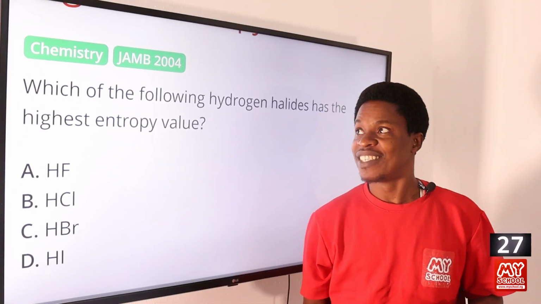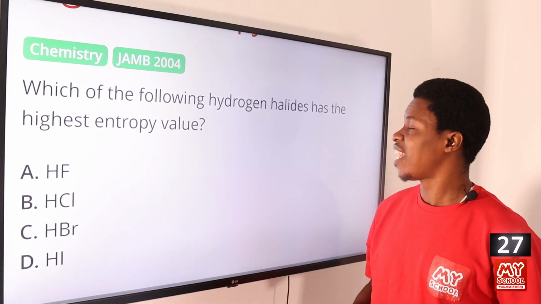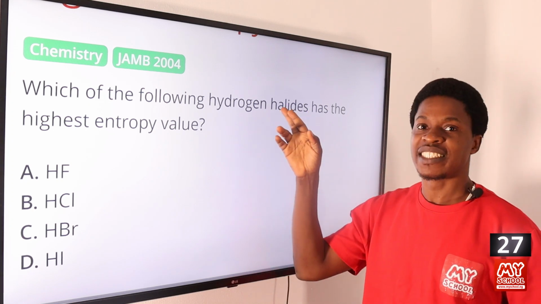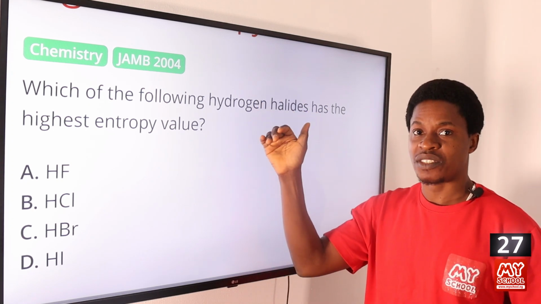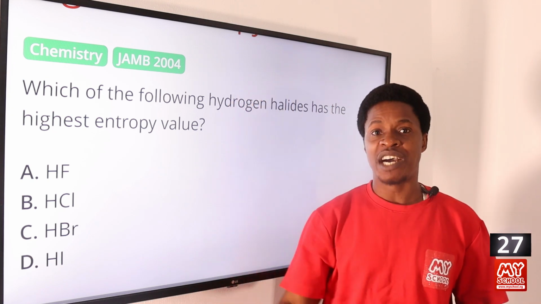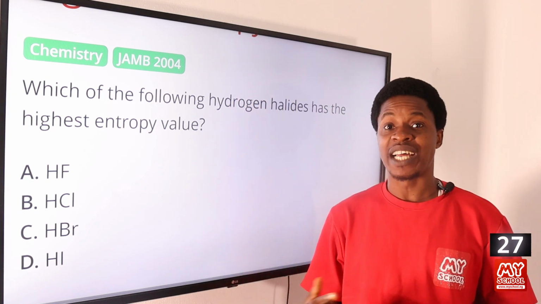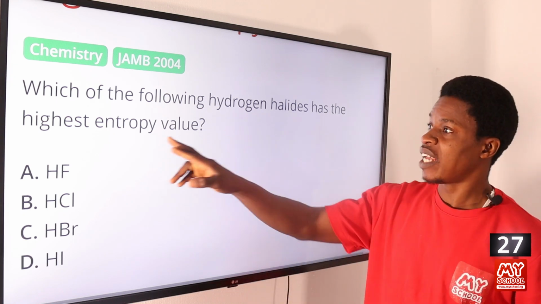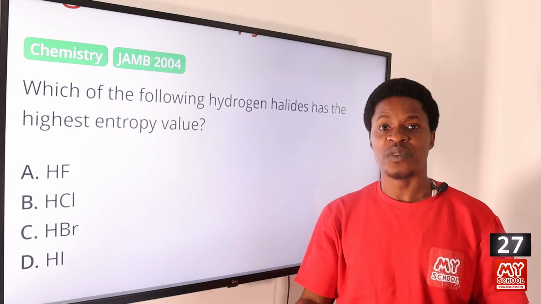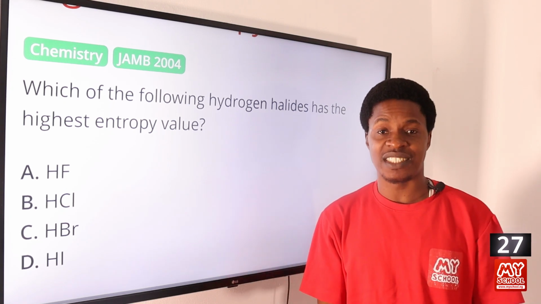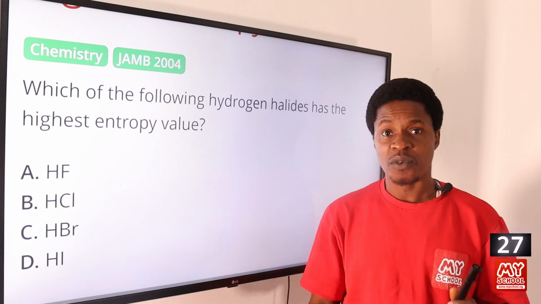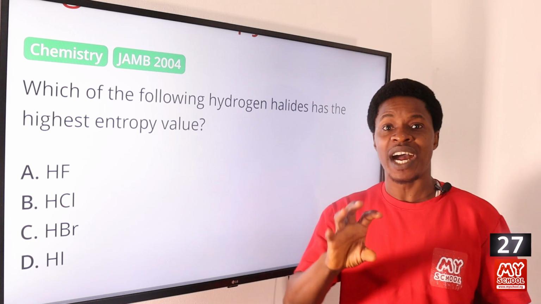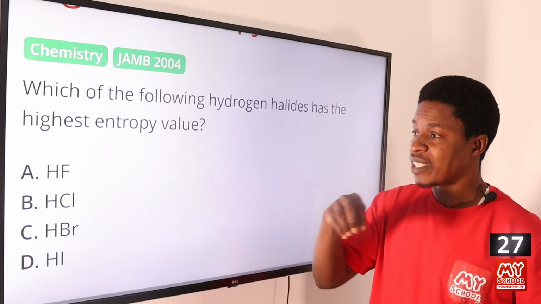Question number 27. Which of the following hydrogen halides has the highest entropy value? Hydrogen halides. That means hydrogen has combined with the halogens. And you know that as you move down the group in the halides, the atomic number increases. Now, when we talk about entropy, entropy has to do with the level of disorderliness in the system. It is the degree or measure of disorderliness or randomness of the molecules of that particular system.